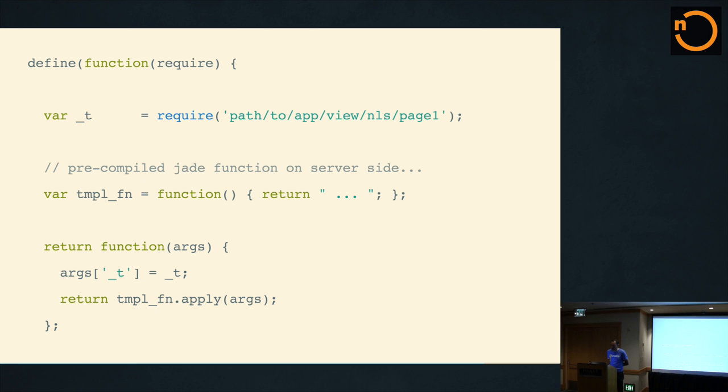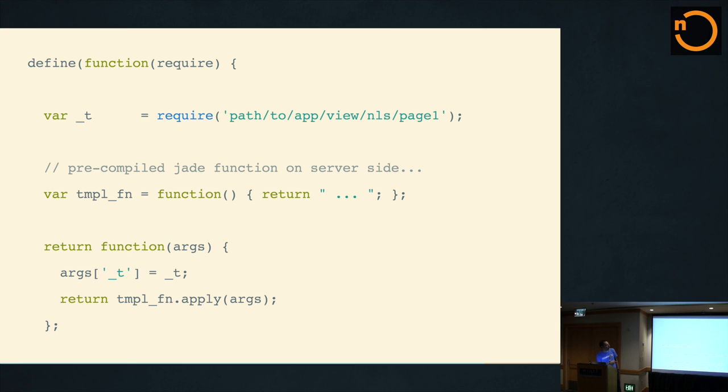Next, Yang had to create all our NLS folders himself manually, and also all our translation files, and then modify our Jade pre-compilation tool in order to inject underscore T as an argument. So here, if you look, the Jade file will actually be near the bottom. And it is these pre-compiled files that we actually ship to the client. So we actually don't ship Jade. We pre-compile it and then ship out a function.